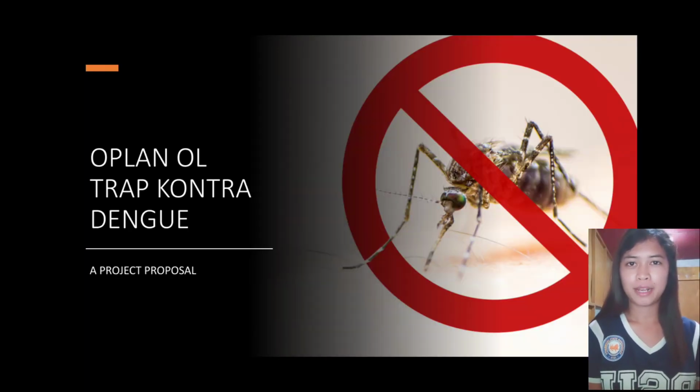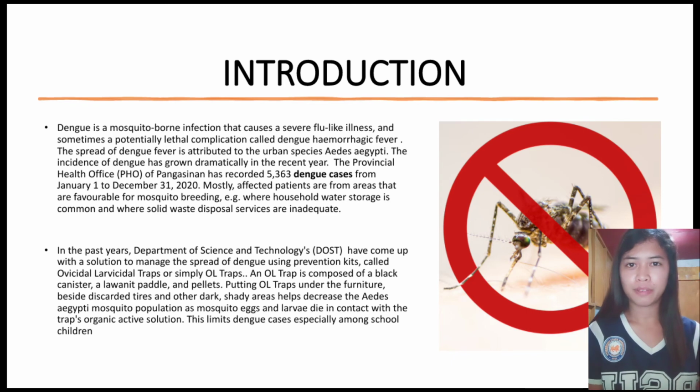So this is our project proposal, Oplan OL Trap Kontra Dengue. Introduction. Dengue is a mosquito-borne infection that causes a severe flu-like illness and sometimes a potentially lethal complication called dengue hemorrhagic fever. The spread of dengue fever is attributed to the urban species Aedes aegypti. The incidence of dengue has grown dramatically in recent years.